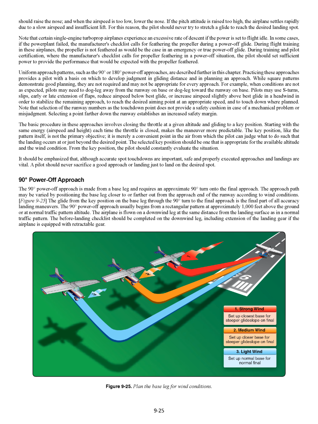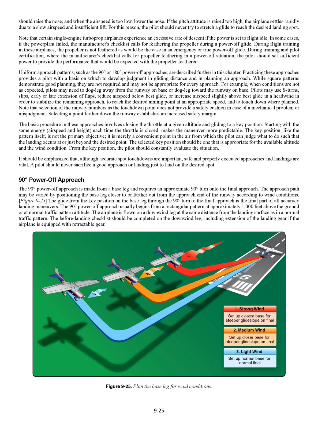Uniform approach patterns, such as the 90 degrees or 180 degrees power-off approaches, are described further in this chapter. Practicing these approaches provides a pilot with a basis on which to develop judgment in gliding distance and in planning an approach. While square patterns demonstrate good planning, they are not required and may not be appropriate for every approach. For example, when conditions are not as expected, pilots may need to dogleg away from the runway on base or dogleg toward the runway on base.